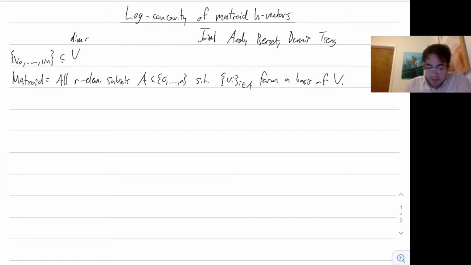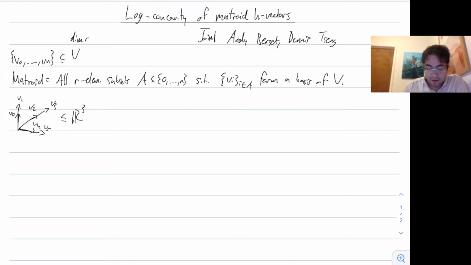Okay, so let's see an example of this. I'm going to take some vectors. Let's take V0 and V1 to be along the z-axis. Let's take V2 and V3 to be along the y-axis. Let's take V4 and V5 to be along the x-axis. So this is going to be inside, I don't know, R^3. Okay, so what is the matroid?